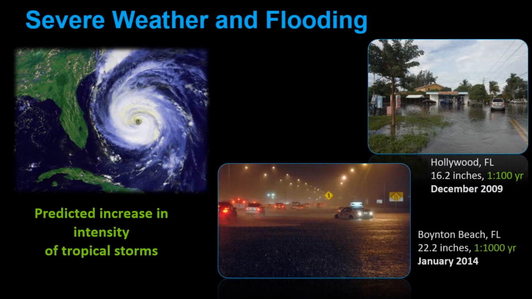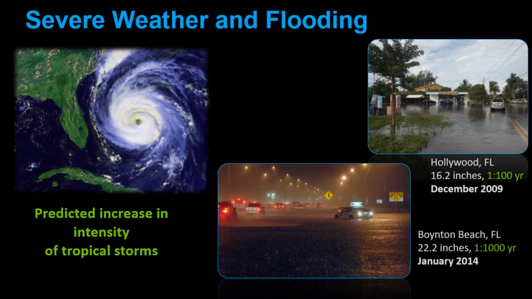And we already see this happening. Here are a couple examples of some 1 in 100 and 1 in 1,000 year storms that we've seen in recent years. We have many more examples of these all throughout our community. These storms should be happening only 1 in 100 years or 1 in 1,000 years.